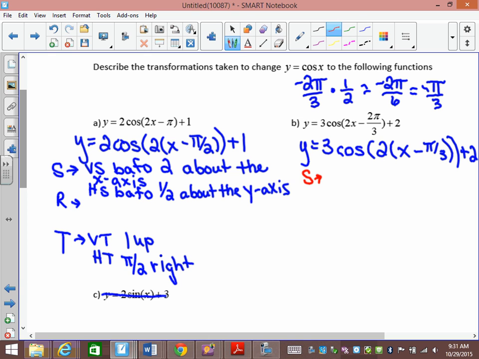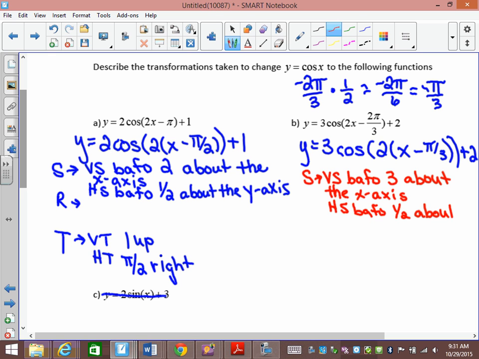Stretch. I have a vertical stretch by a factor of 3 about the x-axis. Horizontal stretch by a factor of a half about the y-axis. No reflections because I have no negatives for my A or my B value. Translations. I have a vertical translation 2 up and a horizontal translation pi over 3 right.